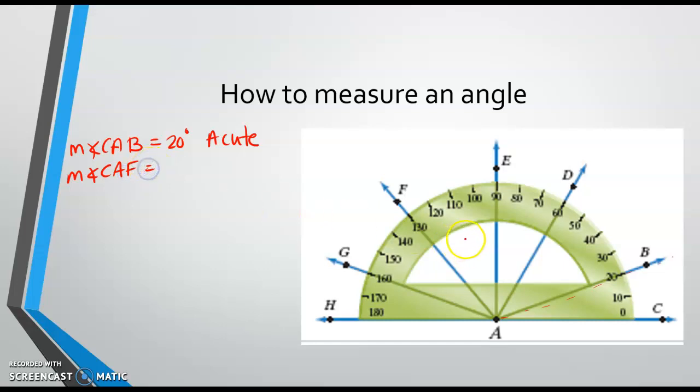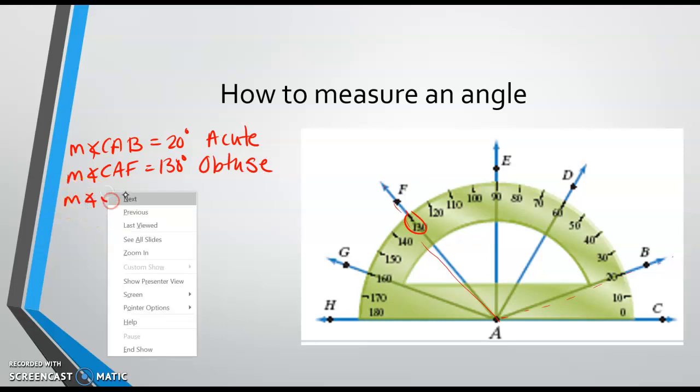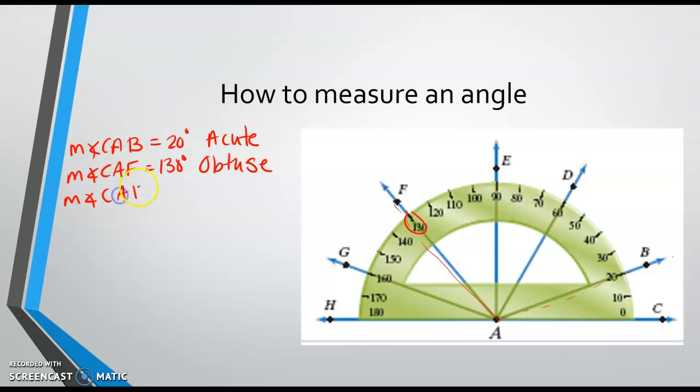If I do the measure of angle CAF, here is F, here's that ray. So from C, from 0 to F, that's 130 degrees. It's greater than 90, less than 180, so that makes this one obtuse. Now if I do the measure of angle CAH, H is all the way over here. So from C all the way to H is 180 degrees. That's what we call our straight angle, because it creates that line there.